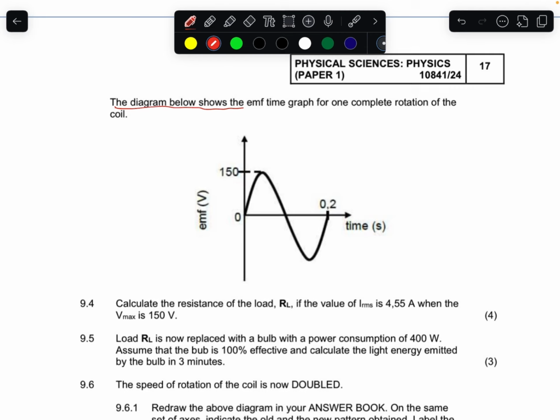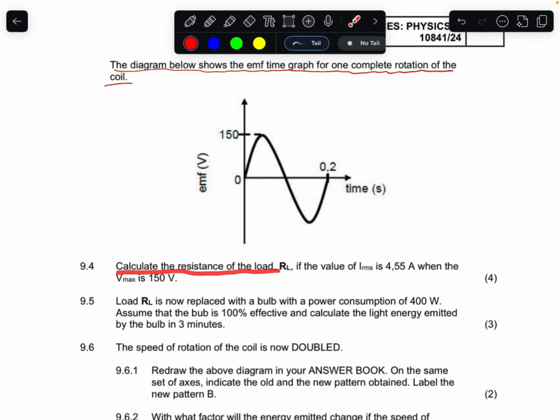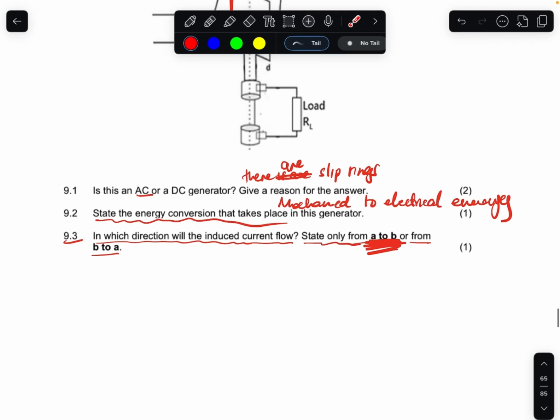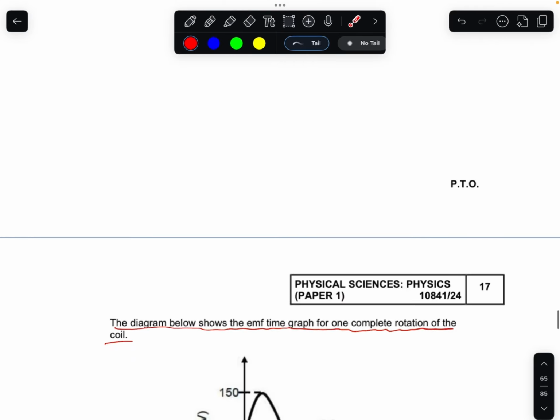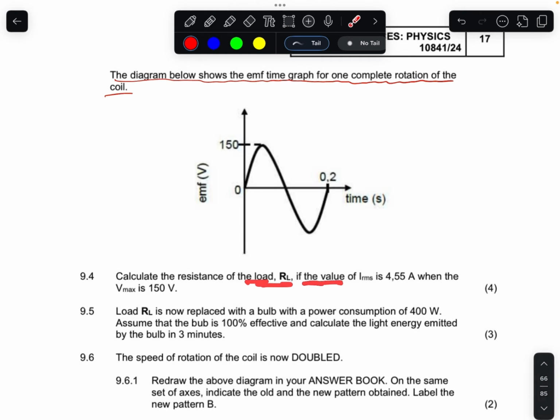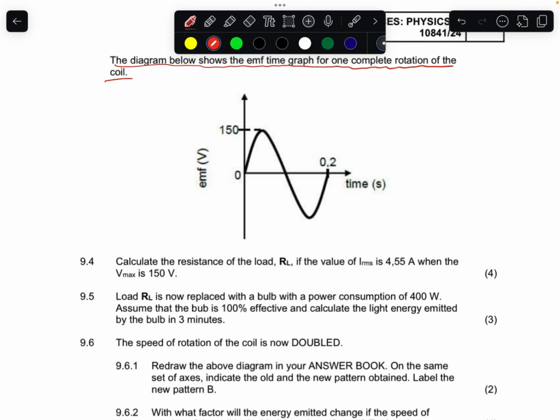The diagram below shows the EMF time graph of one complete rotation. As we can see, we're given the EMF there, the maximum, and the period there. Now it says calculate the resistance of the load. So we want the resistance of this load, if the IRMS is that one, when the Vmax is 150. So what we're going to do, guys, in 9.4, we are looking for the resistance, right?